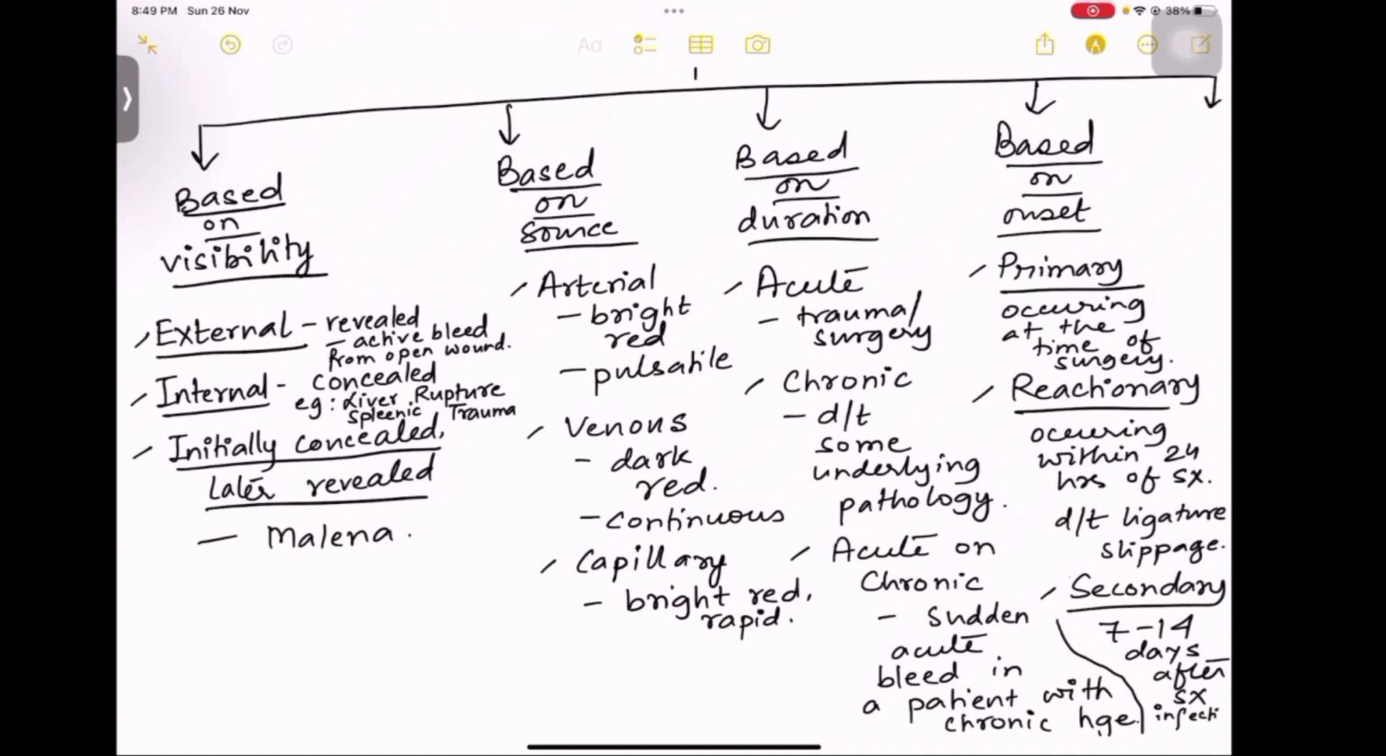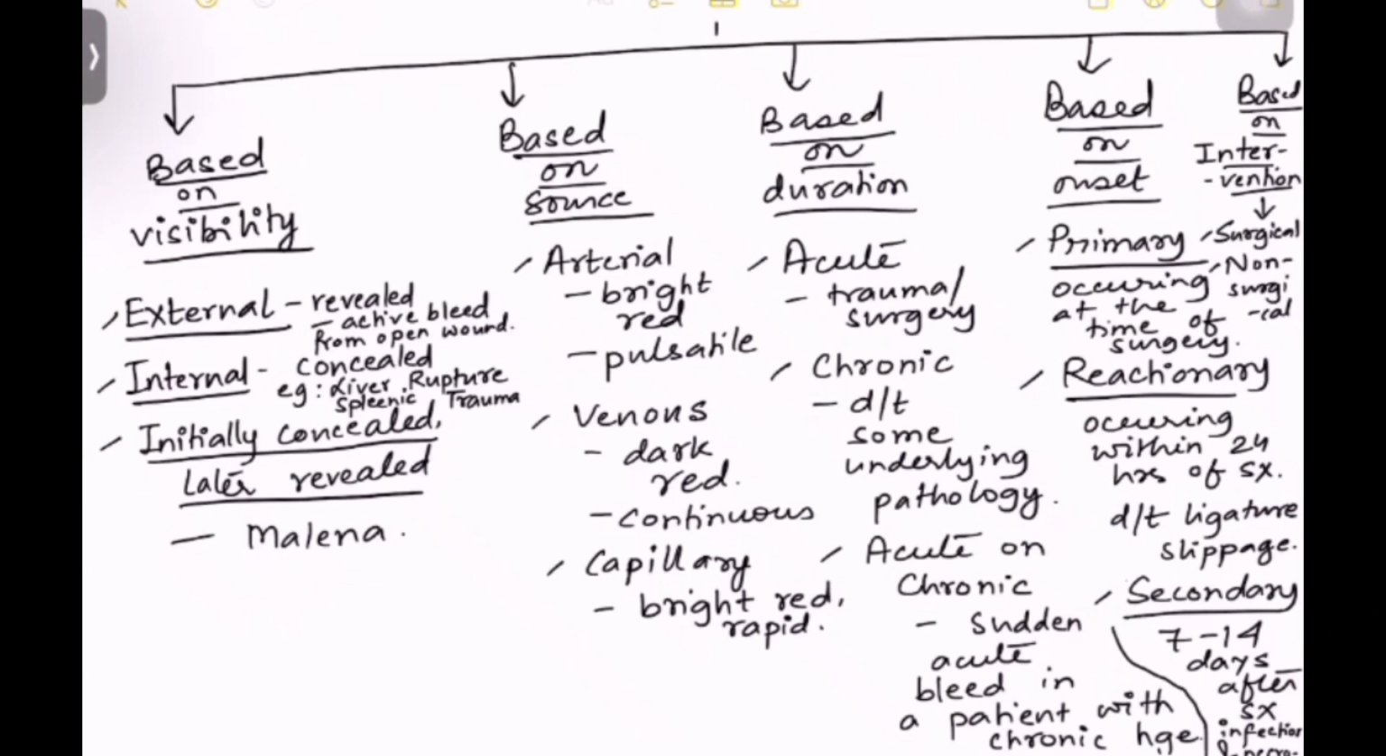Now I know the slide has become very haphazard, but I hope if you were following me while I was saying, you were able to write it down. Now lastly, we move on to the fifth category of the type of hemorrhage, that is based on intervention. This can be surgical and this can be non-surgical. This is all about the different types of hemorrhage.